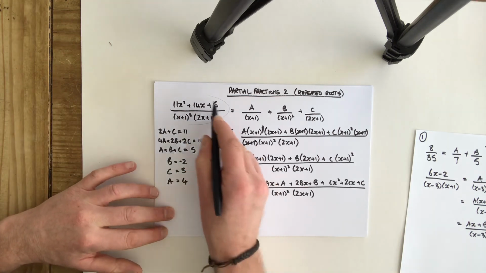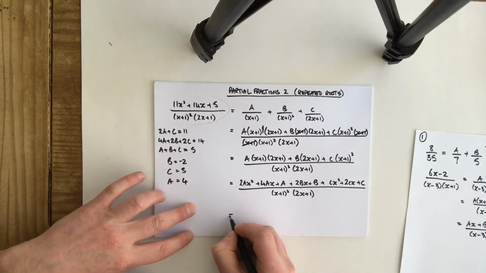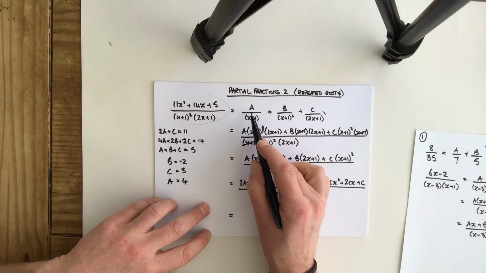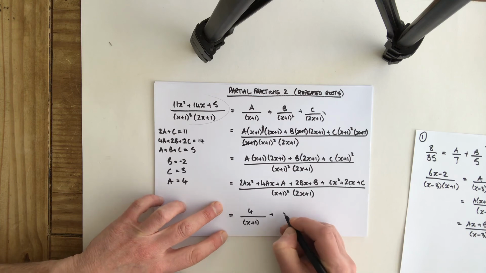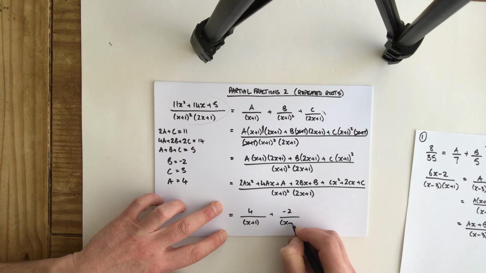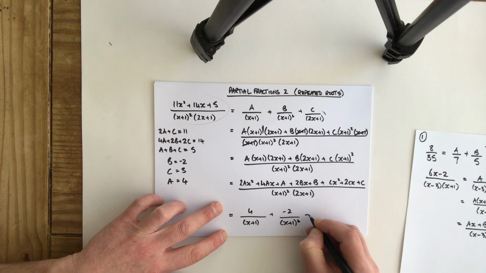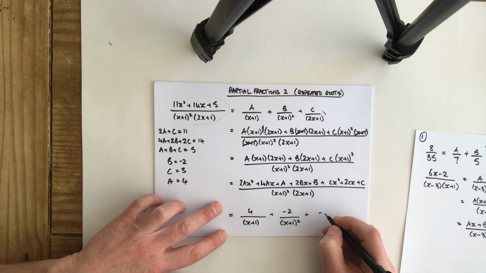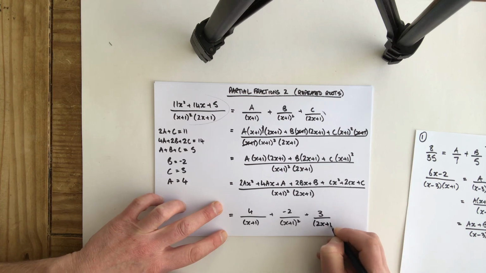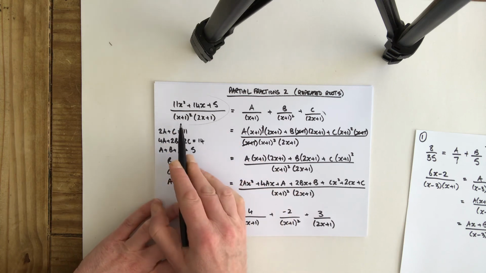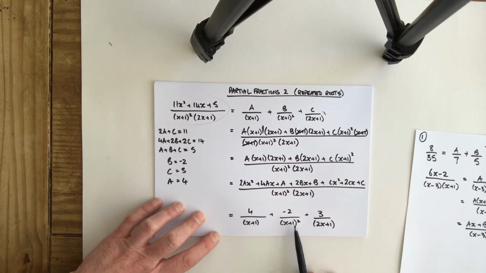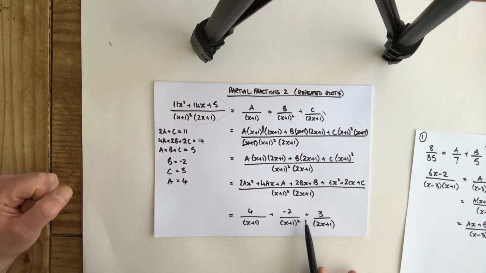Don't forget then to write your original fraction out in this form with a, b and c written in it. So you've got 4 over x plus 1 plus minus 2 over x plus 1 squared plus 3 over 2x plus 1. So this complicated algebraic fraction with a repeated root can be written as those three simpler fractions added together.